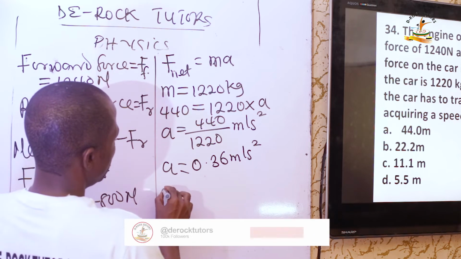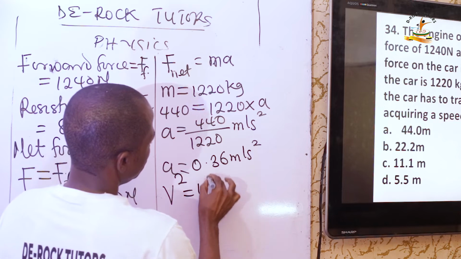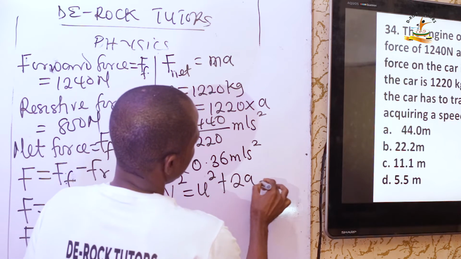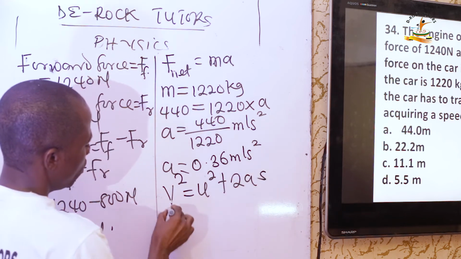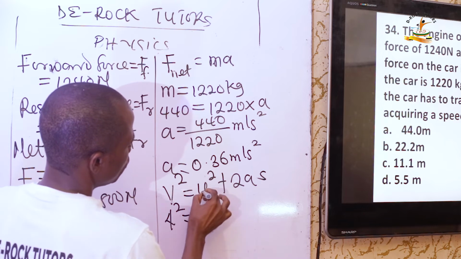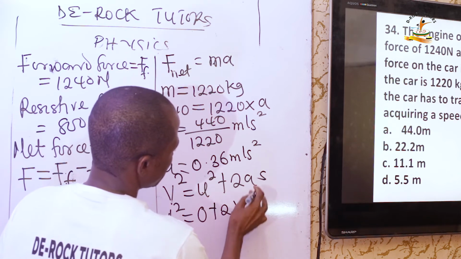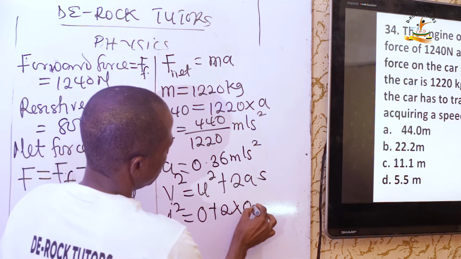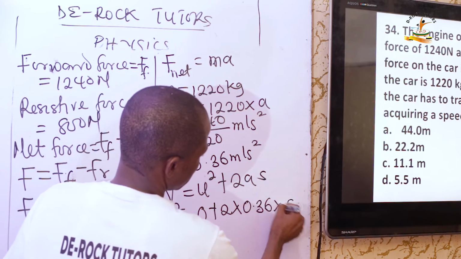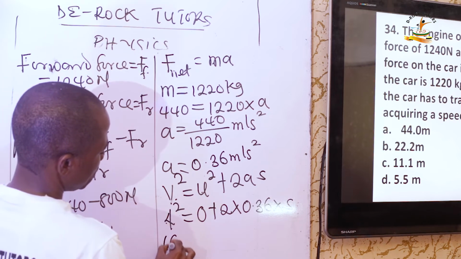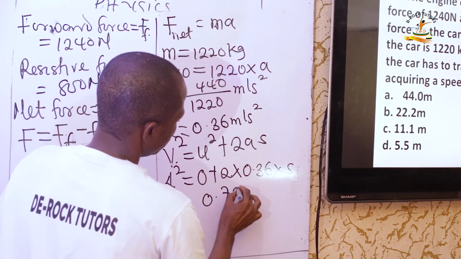Remember one of the equations of motion, v squared is equal to u squared plus 2as. V, that's the final velocity, in this case that's our 4. That's 4 squared is equal to u squared, and we know it is starting from rest, so that is 0, then plus 2 times acceleration, we just calculated it to be 0.36, then times s, that is the distance that the question expects us to calculate. 4 squared is 16 is equal to, so 2 times this gives us 0.72 s.